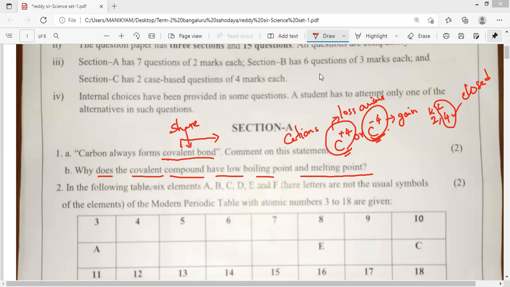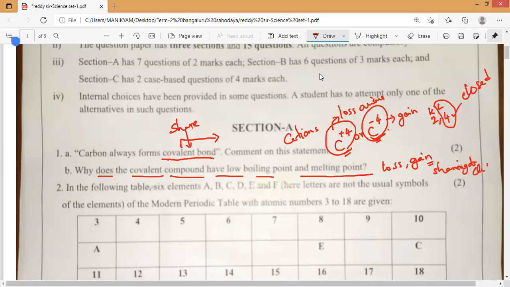Why does the covalent compound have a low boiling point and melting point? Because the intermolecular forces between them are lesser. If any compound has a high melting point and boiling point, it is only because it is formed by loss and gain of electrons. Do you understand? But a covalent compound is formed only by what? Sharing of electrons. Yes or no?